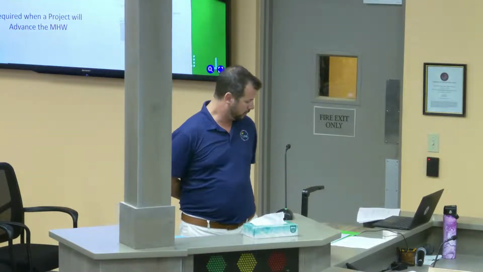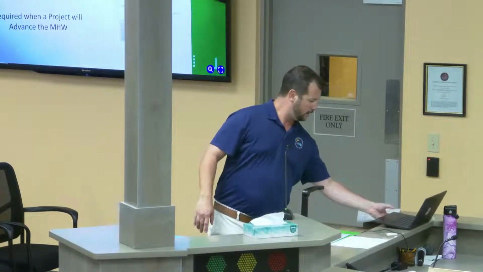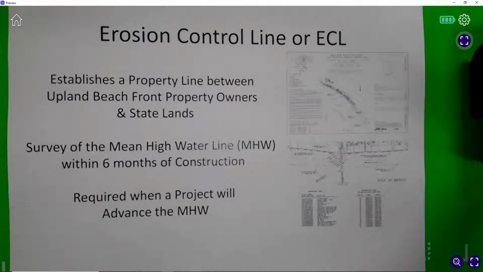Okay, so the erosion control line establishes a property line between the upland beachfront property owners and state lands. So what the state owns and what the single-family home owner or the condo owns, up to that property line. It is a survey of the mean high water line within 6 months of construction of the beach.